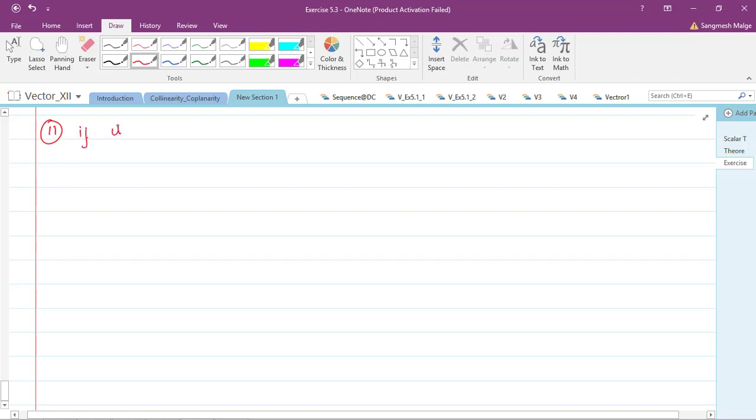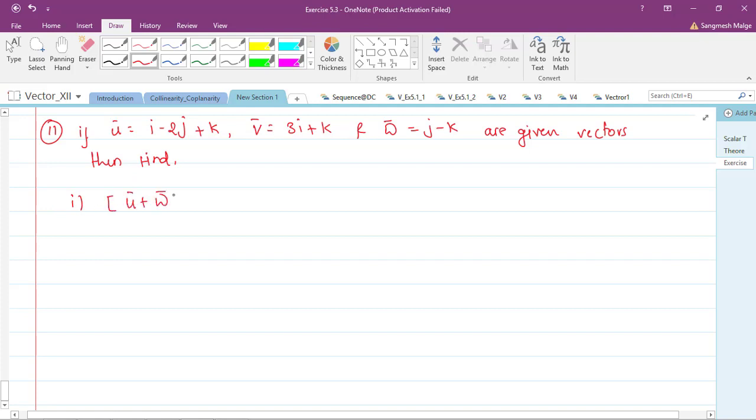If u bar is equal to i minus 2j plus k, v bar is equal to 3i plus k and w bar is equal to j minus k are given vectors, then find number 1: (u bar plus w bar) dot (u bar cross v bar) cross (v bar cross w bar).